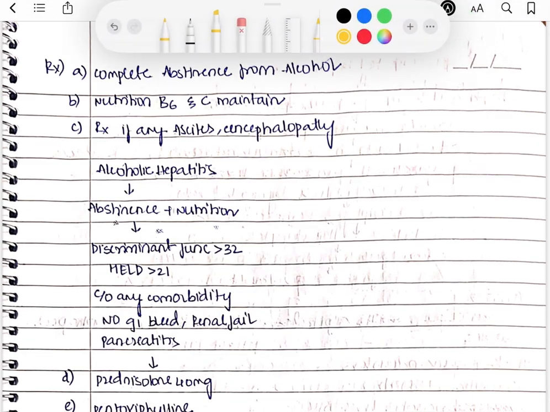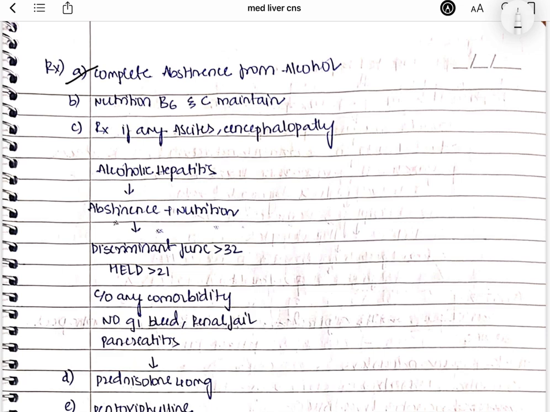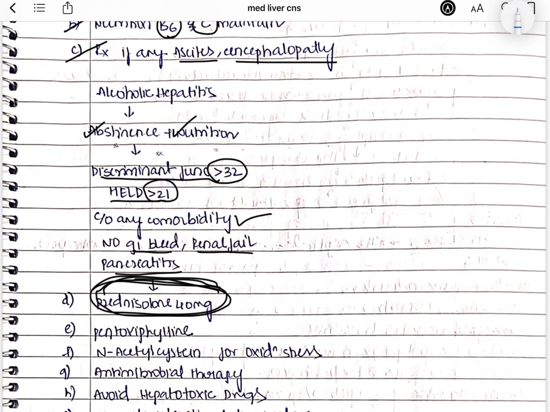Coming to the treatment. First we'll advise the patient to stop drinking alcohol, and we'll give them good nutrition rich in vitamin B6 and C, and then we'll treat the associated conditions. If any ascites, encephalopathy or jaundice is present, first we'll treat those conditions, and then we'll see if he is eligible to take prednisolone 40 mg. So how will we check that? First, he should be in complete abstinence from alcohol, and he should be taking nutritious food, and we'll check two scores. One is the MELD score, which should be greater than 21, and the discriminant score should be greater than 32, and there should be no comorbidities and no complications. To this person we can give prednisolone 40 mg, right?